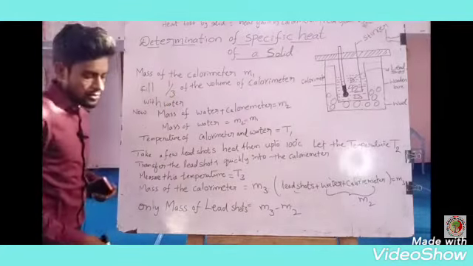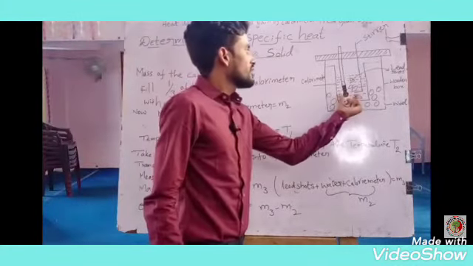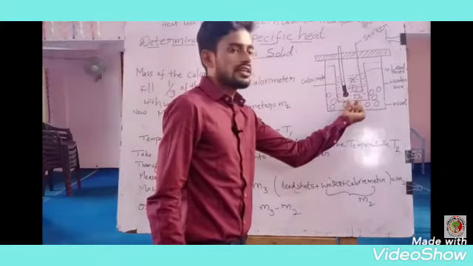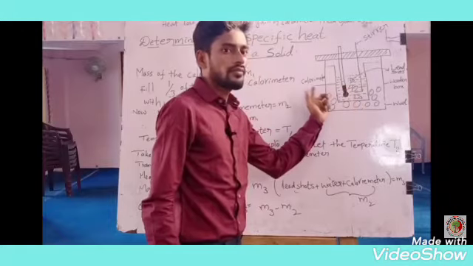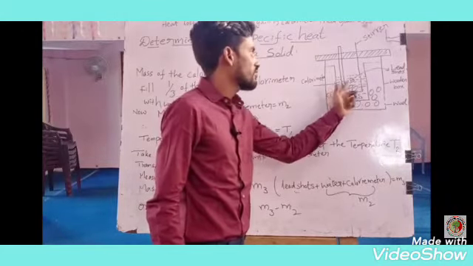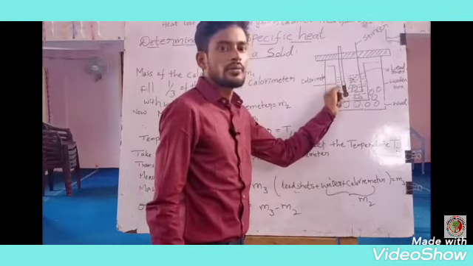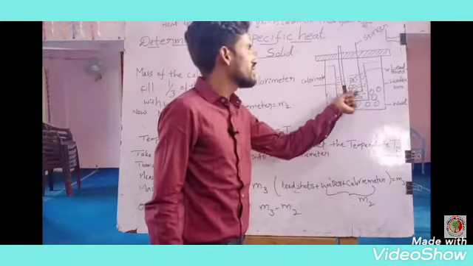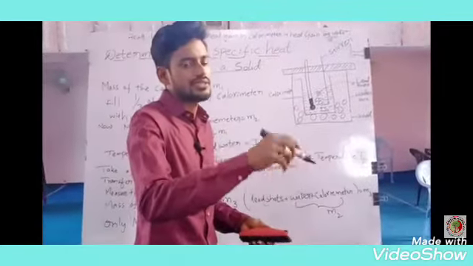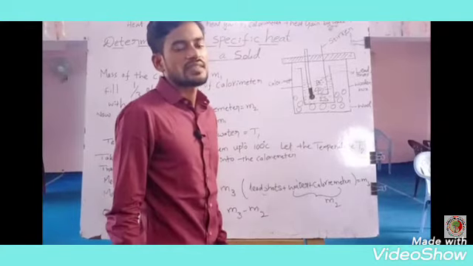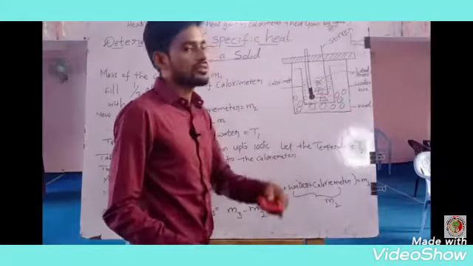Now we have an arrangement here. You have to take a calorimeter and fill it with water, about 1/3 part of the calorimeter, and put in one laboratory thermometer and a stirrer. Why are we using the stirrer here? To mix the lead shots. You are going to learn. And one wooden box.